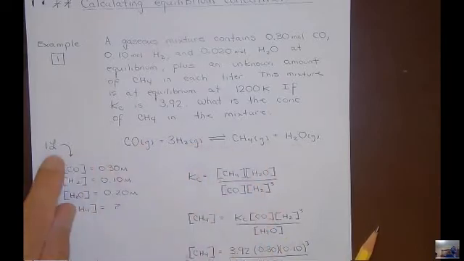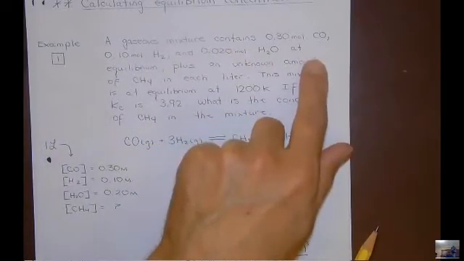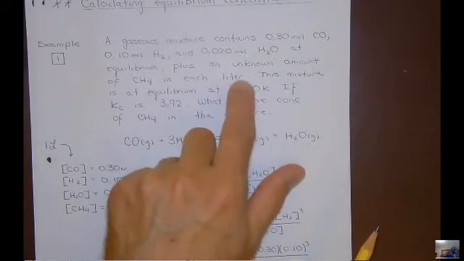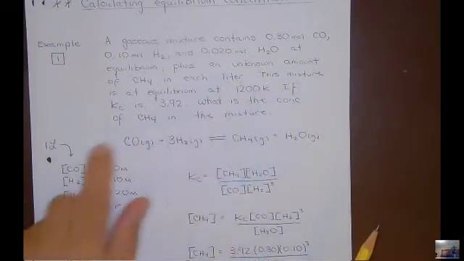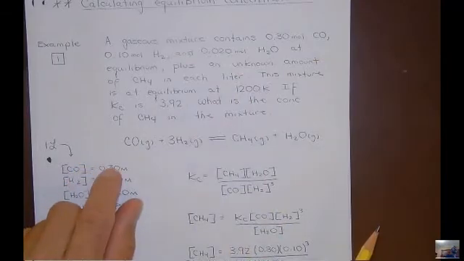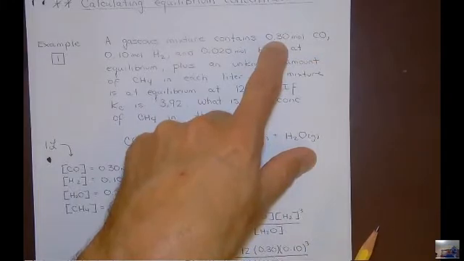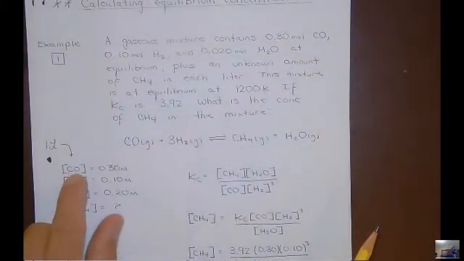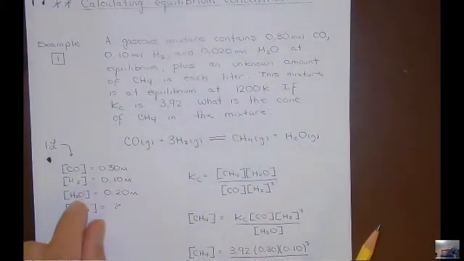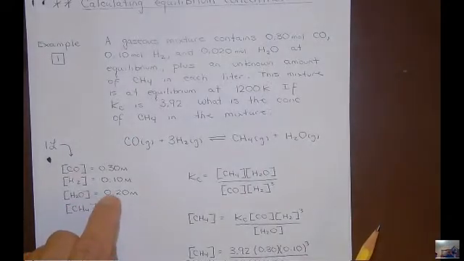Okay, next thing. From the problem, since it's a 1 liter vessel, the concentration of CO is 0.3. That was given to you. It's telling you the equilibrium amount. Usually, they're not going to be this easy. The concentration of hydrogen is 0.1. The concentration of water vapor is 0.02, and I don't know the methane.